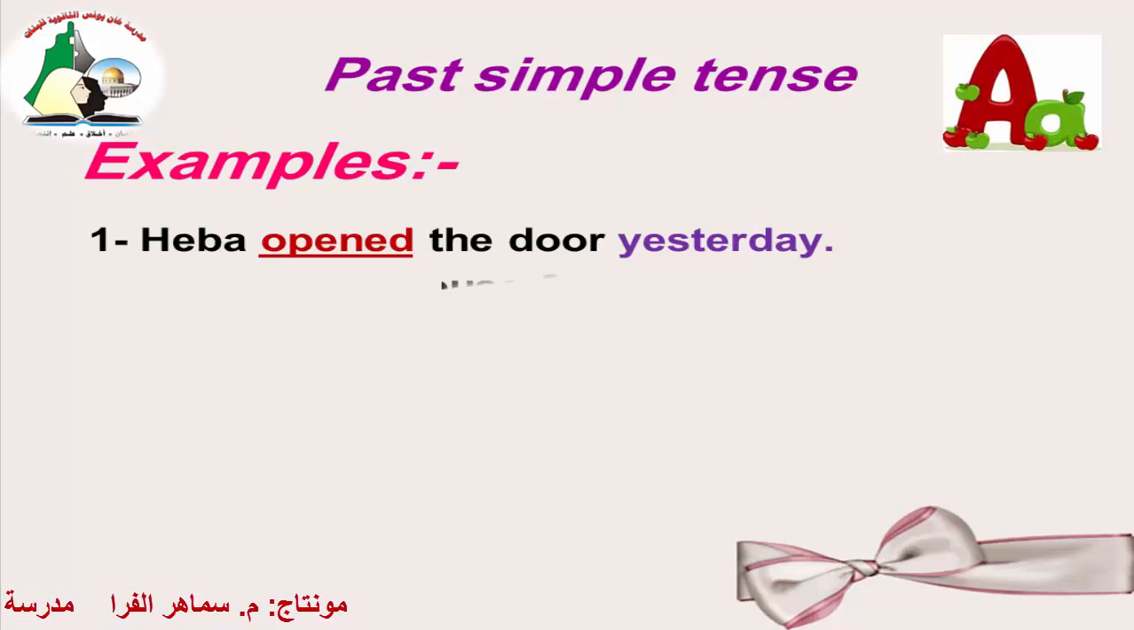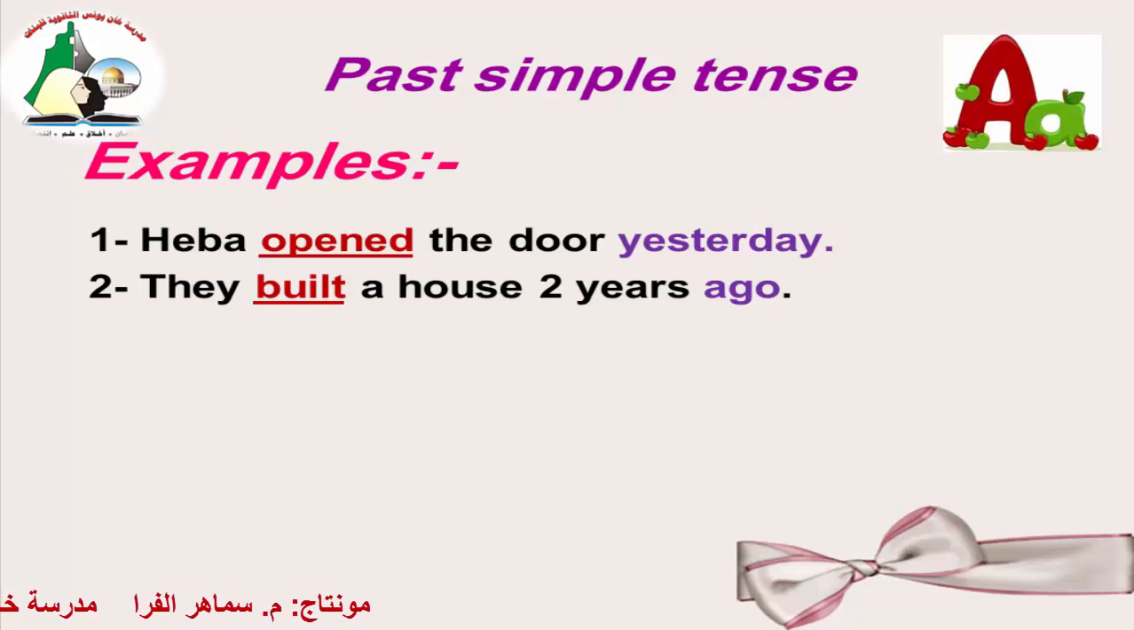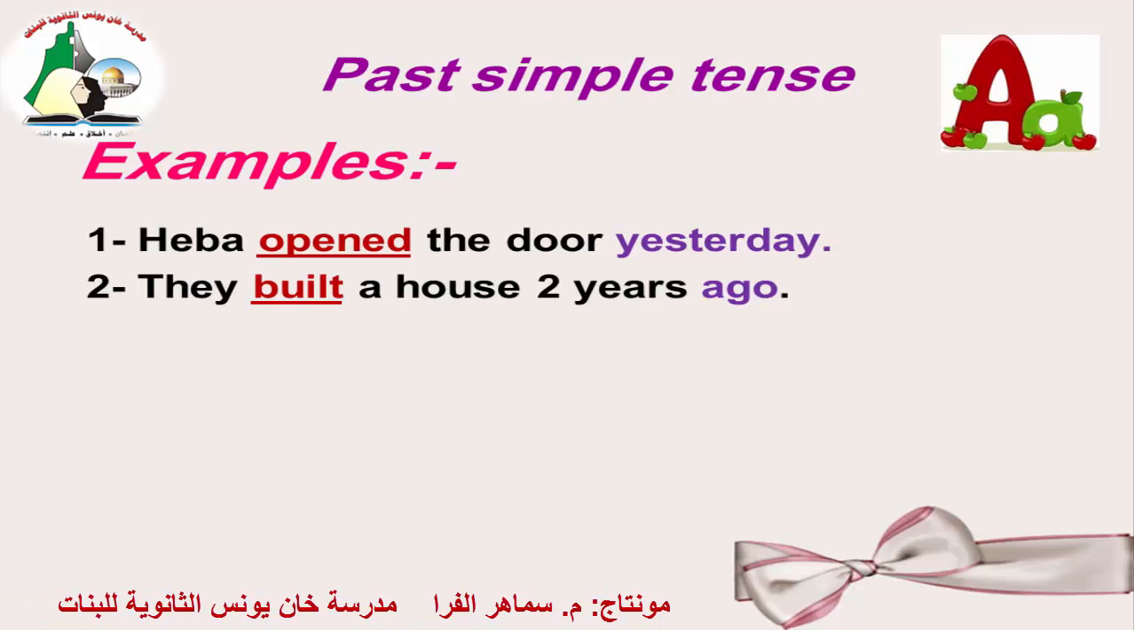Okay, let us see example 2. They built a house 2 years ago. Where is the verb? It is built, yes, but look at built. It is different from opened. Opened has ed ending, but built is different. What does this mean? Who can tell me? Yes, you are right. Built is irregular verb, while opened is regular. Regular means has the regular ending ed, but built is irregular. It has different shape and we have to memorize it, okay?